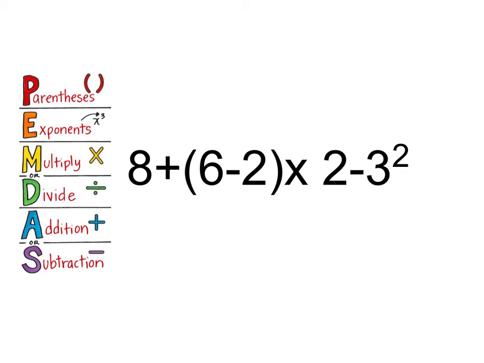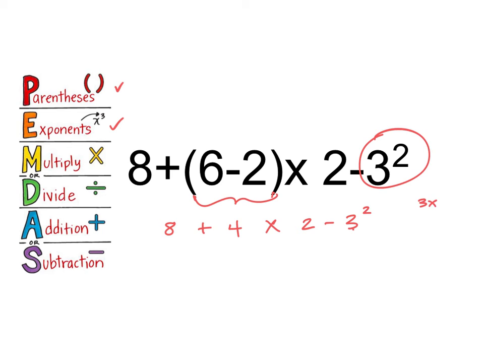All right, so remember the first thing we have to do is parentheses. So I see some parentheses right here. 6 minus 2 is 4. The rest of my expression stays the same because I haven't done anything with it yet. Okay, next I need to check for exponents. We have one right here. So I'm going to think about what is 3 squared.